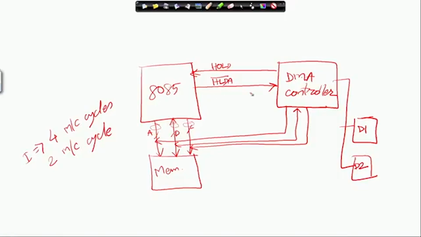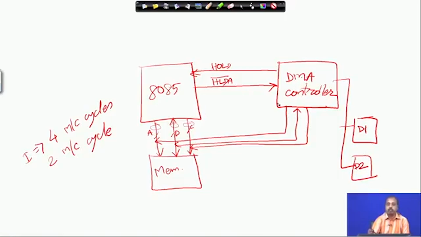After releasing the buses, the hold acknowledge is activated. So, the DMA controller will know that the buses are now free. Now, the DMA controller will execute and transfer the bytes between the device and the memory using these address, data and control buses. This is how the whole operation is done, and once the DMA controller is done with all the data transfer it has to do, it will take off the hold signal and the 8085 will understand that the hold signal has gone off. So, it can gain back control of these 3 buses and continue its normal operation.